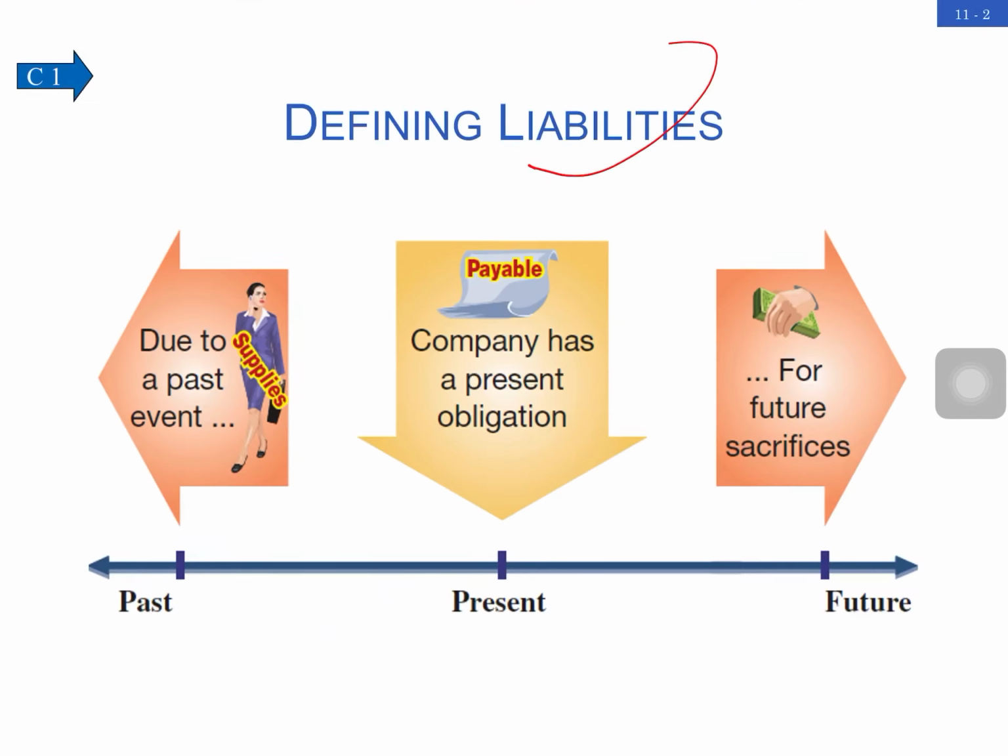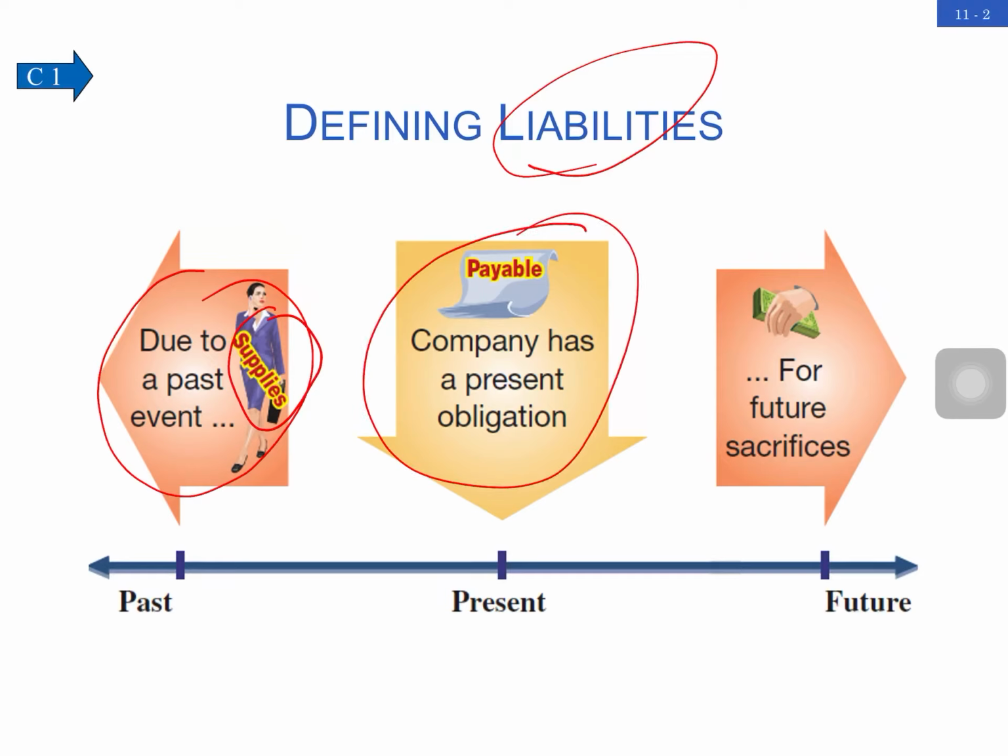So liabilities, you get the liabilities because of past events. For example, you buy supplies on credit from your supplier, so you got payable, and then these supplies later you will use for future sacrifices.